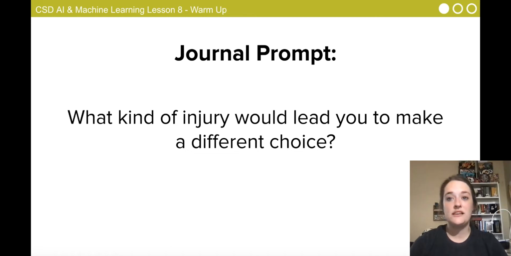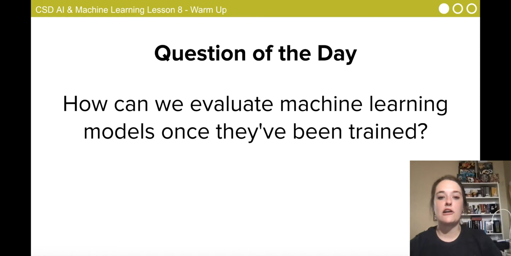Well, the same thing can happen with computers too. The decisions that it makes can be different from the ones that we expect, even in very similar situations. And in this lesson, we're going to look at how we can test a computer model to see what kinds of decisions it's making and make sure that those decisions are fair. Our question of the day is: how can we evaluate machine learning models once they've been trained?